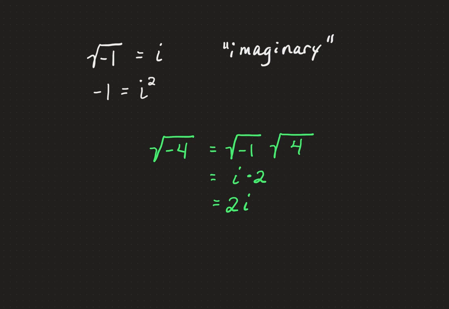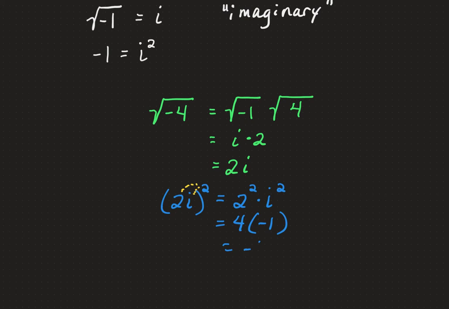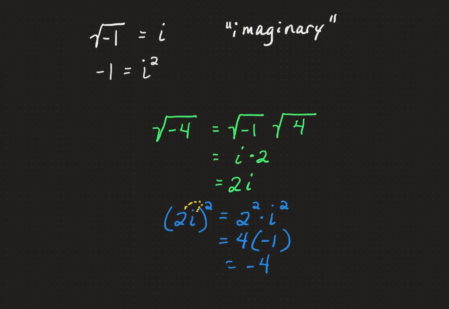Let's check to see if this is true. We found 2i by taking the square root of -4. So if we square 2 times i, we should get -4. Well, let's see. According to the rules of exponents, this squared, because the 2 and the i are multiplied together, is the same thing as 2 squared times i squared. We know that 2 times 2 is 4, and now we know that i squared is -1, so this is equal to -4. So it does check. That is how we're going to deal with imaginary numbers now.